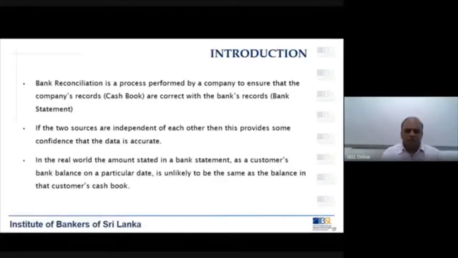But in the case of the real world, the amount stated in a bank statement, as I told you, as a customer's bank balance on a particular date is unlikely to be the same as the balance in that customer's cash book. So it's very rare. In most of the cases, the bank statement balance and whatever balance is reflected in the customer's cash book is generally different from one another. If these two are to be agreeing, there has to be a reasonable time gap and there could have been no transactions also.